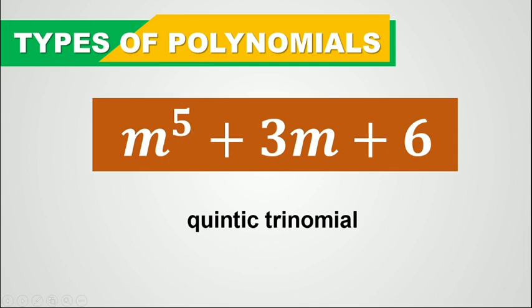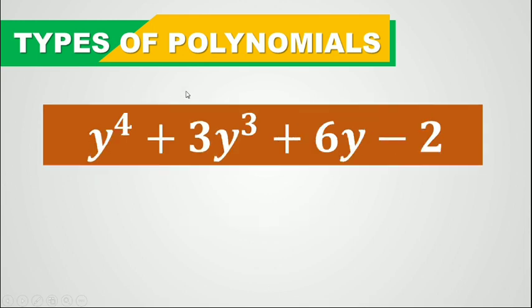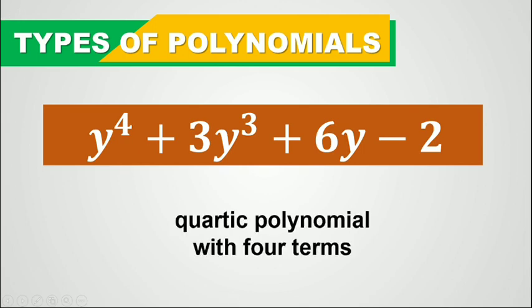How about this one? y to the 4th power plus 3y cubed plus 6y minus 2. It's a quartic polynomial with 4 terms. So we have quartic polynomial. Why? Kay 4 man ni, so 4 ang highest degree, so it's quartic. And then there are more than 3 terms, so that's polynomial. So gi-specify lang with 4 terms. So that's quartic polynomial with 4 terms.